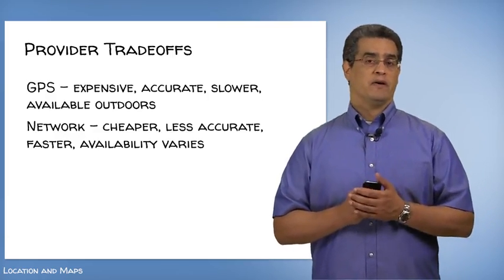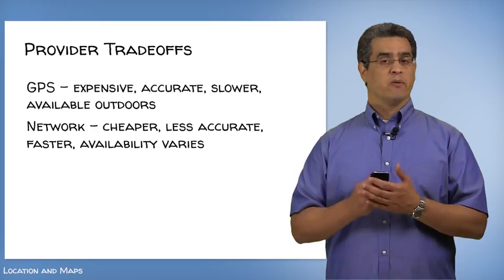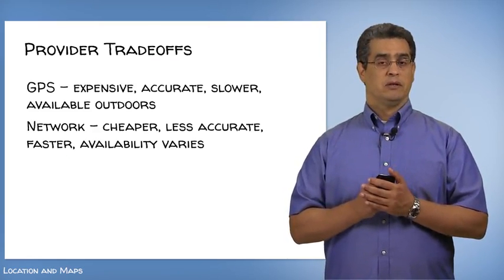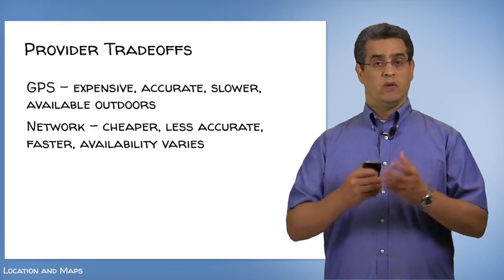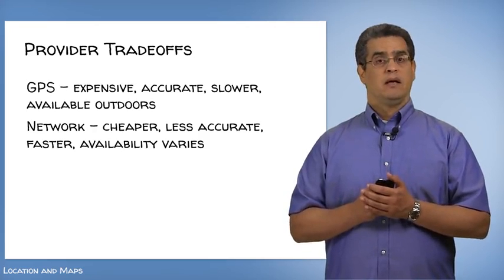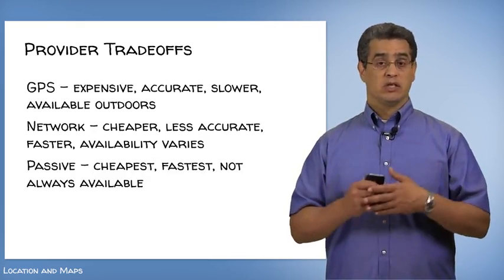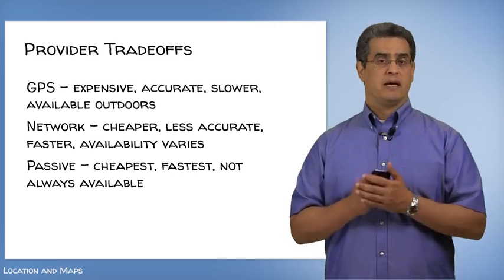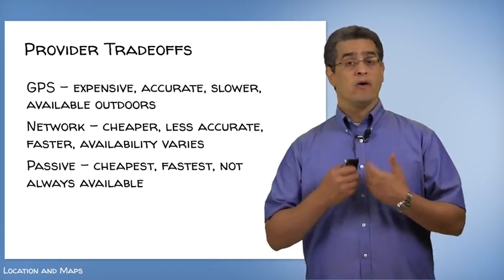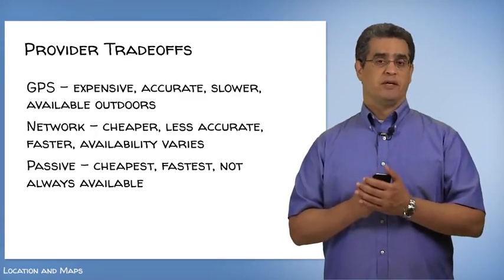The network provider is cheaper than the GPS provider, but it may give less accurate readings. It takes less time to return location information, but it's only useful when you're in the range of a cell tower or Wi-Fi access point. The passive provider is the cheapest to use. You're essentially just reusing measurements that already have been taken. So it's fast, but it may turn out that there are no recent readings when your application asks for that information.